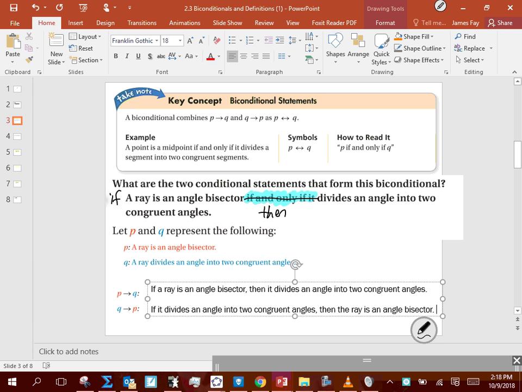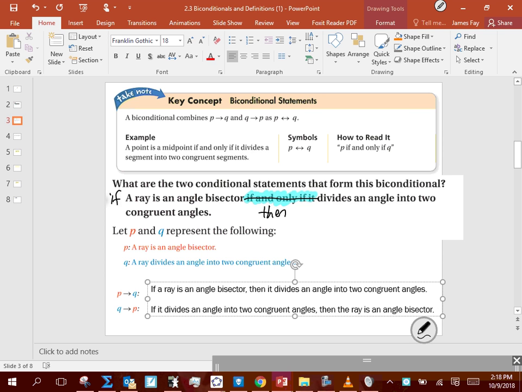I could, at the beginning, probably say, if a ray divides an angle into two congruent angles, then it is an angle bisector. I think initially when you're reading a sentence, you like to introduce what you're talking about first, right? Or as soon as possible. So you can do that. That grammar is not a problem. But those would then be the two true conditional statements that we're interested in, okay?